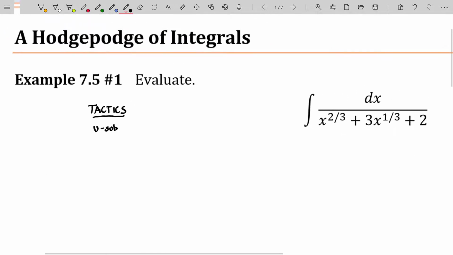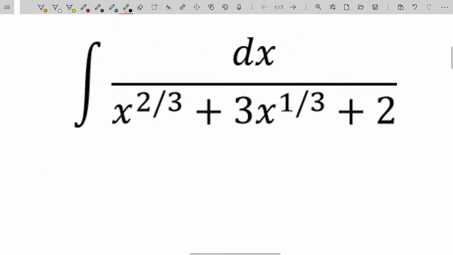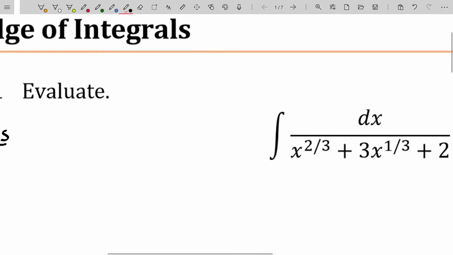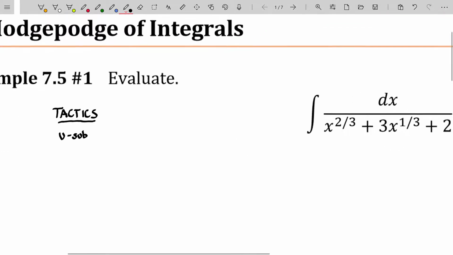Now, U substitution actually might be attractive here. You might be attracted to allowing U to equal maybe an x to the 1/3, or maybe that entire denominator. So because that's a possibility, I will leave it there as a tactic.